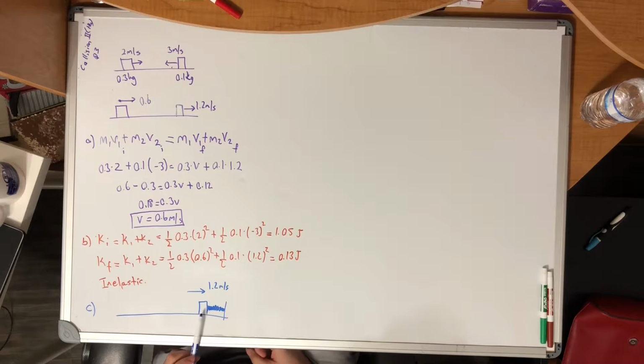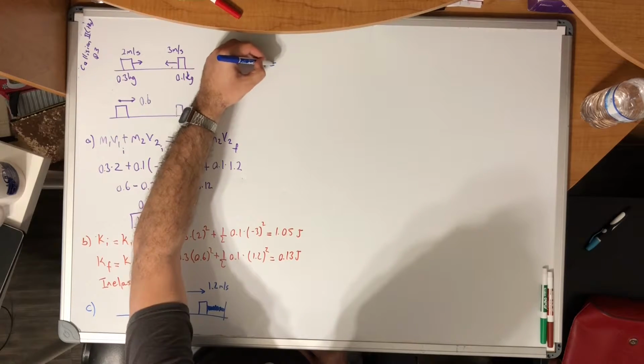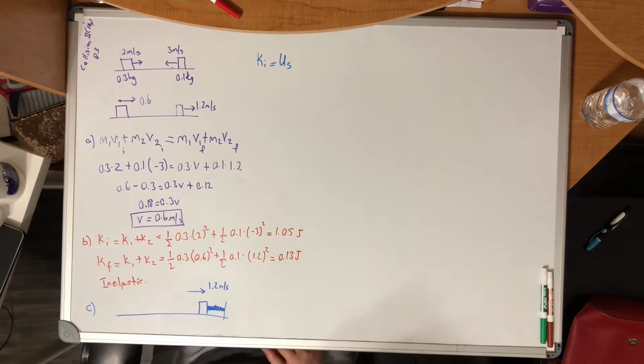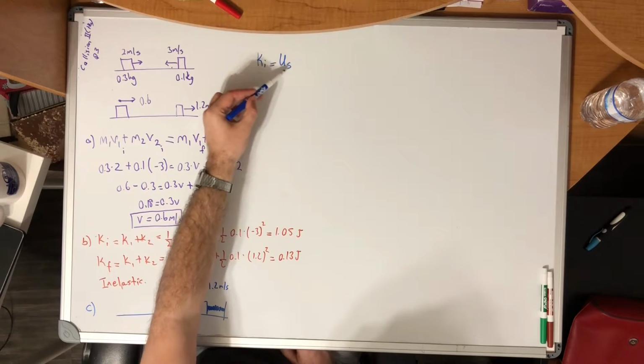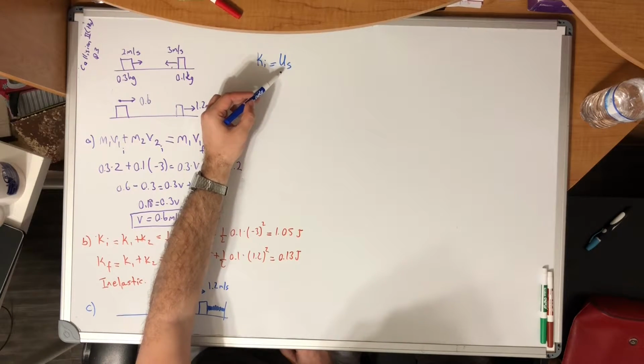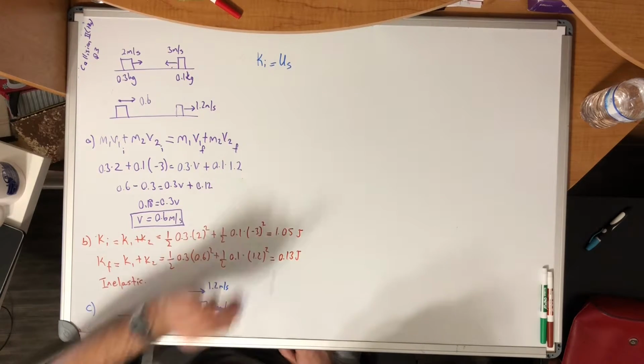Maximum compression means this guy is going to transfer all of its kinetic energy to this spring. That means all of that kinetic energy will be converted to potential energy of that spring. Then you can just say kinetic energy must be equal to spring potential energy. You do not need the equation for this because they are directly asking for the potential energy of the spring. They are asking for US directly.